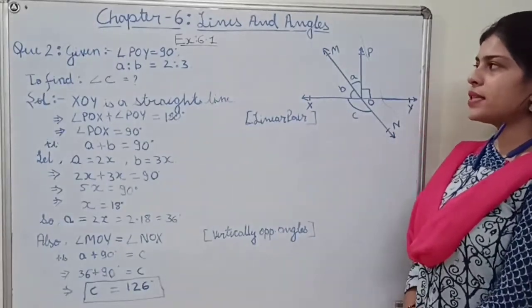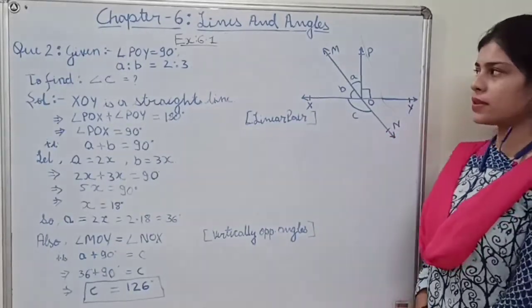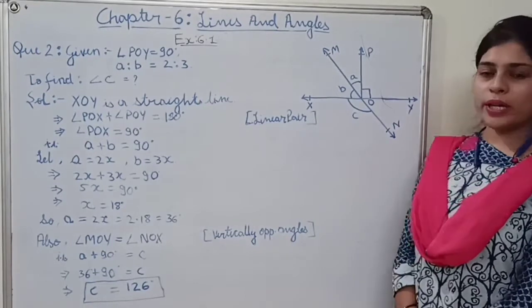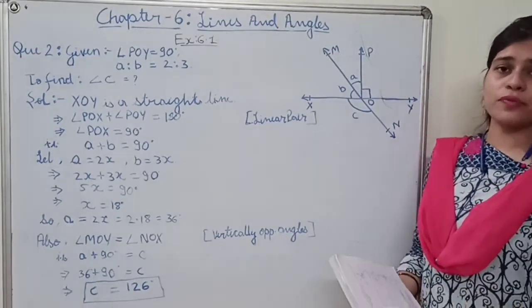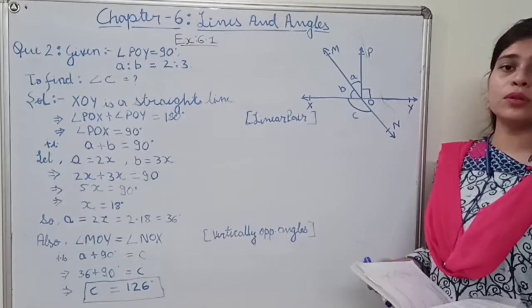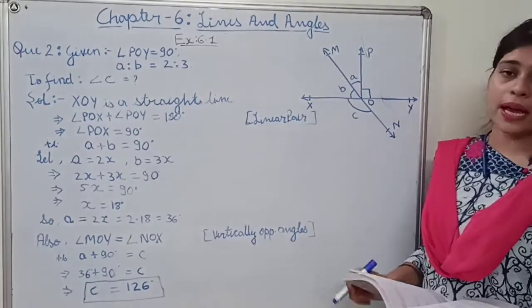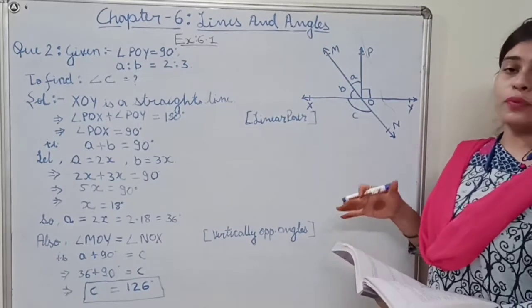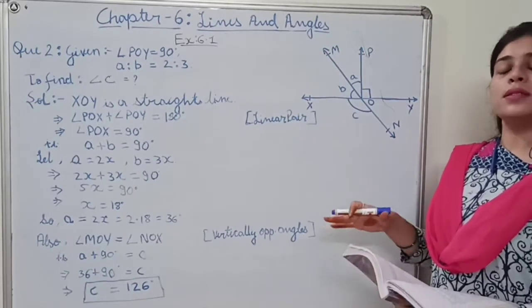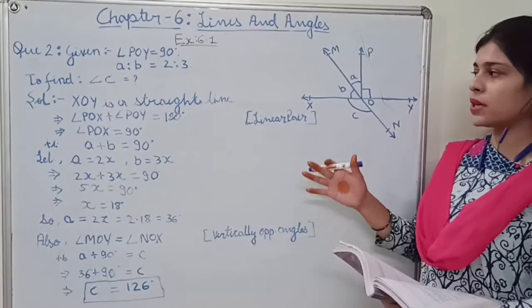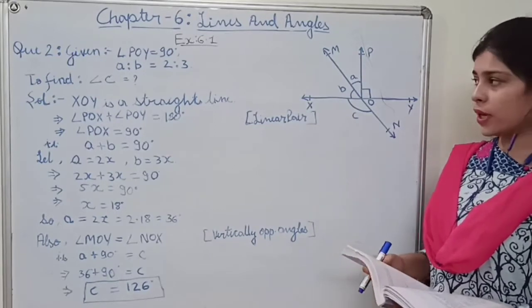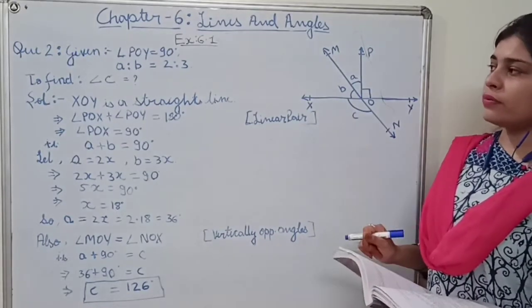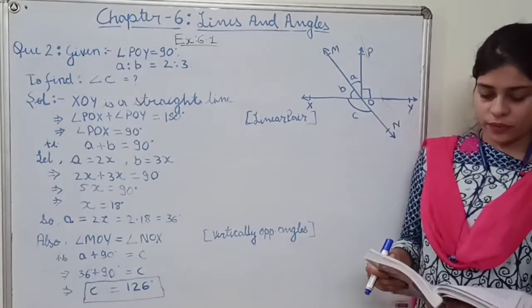Here in this video we will start solving the exercise questions of 6.1. In the previous videos we have studied the basic terms related to lines and angles, what vertically opposite angles are, what a linear pair of angles is, and some axioms and theorems related to those properties. So here we will solve question number 2 of 6.1.